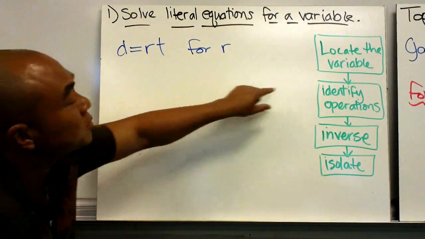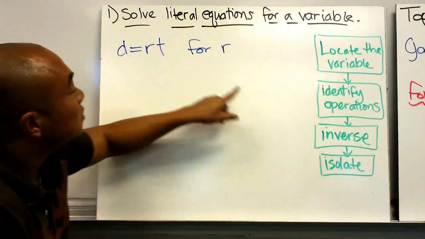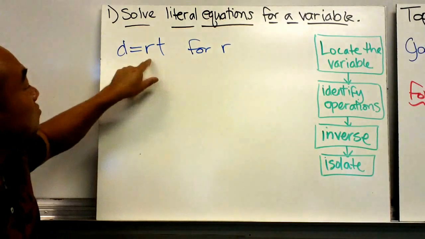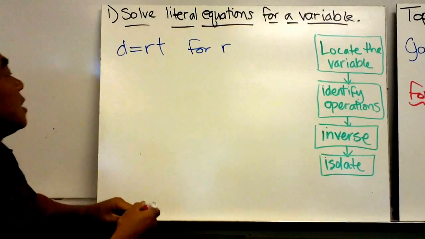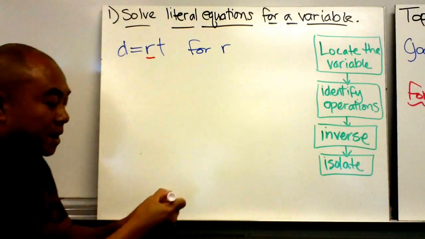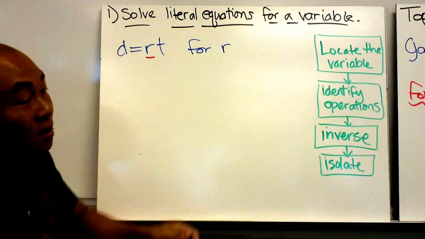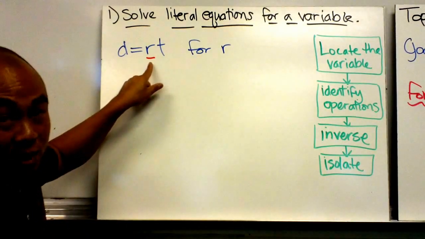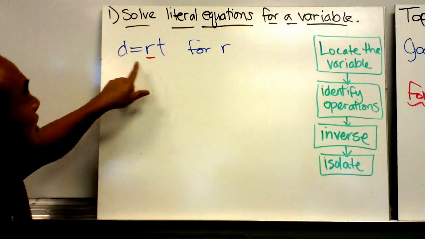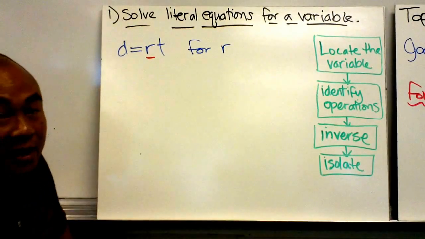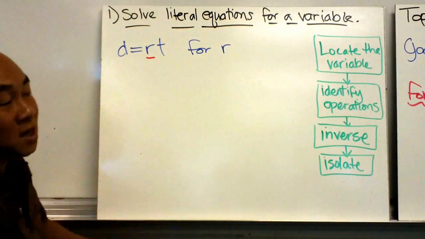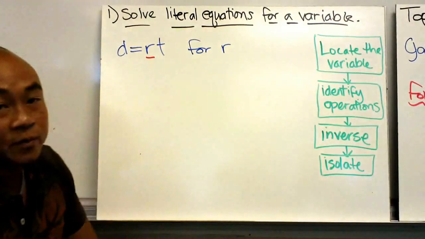So the first thing that we're going to do here is locate the variable that we want to find. So we're going to find r. Here, found it. So I'm going to underline this right here. My goal for this entire thing is to solve for r, which means, you see where the d is right here? R needs to be on its own like that. And it really doesn't matter if it's on this side or this side.